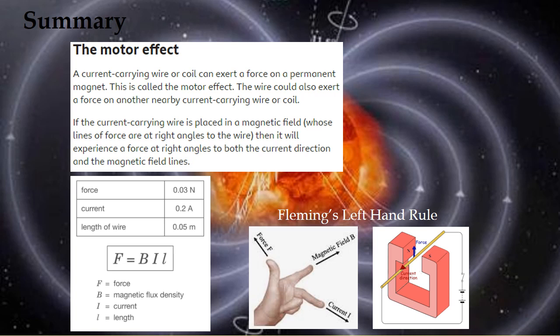And then if you'd like to record a lesson summary in there, we've got a couple of sentences on the motor effect, a calculation that you could add as a summary there for F equals BIL, picture of Fleming's left-hand rule, what represents what, and then just an example of how you can use Fleming's left-hand rule to work out the force on a current carrying conductor.